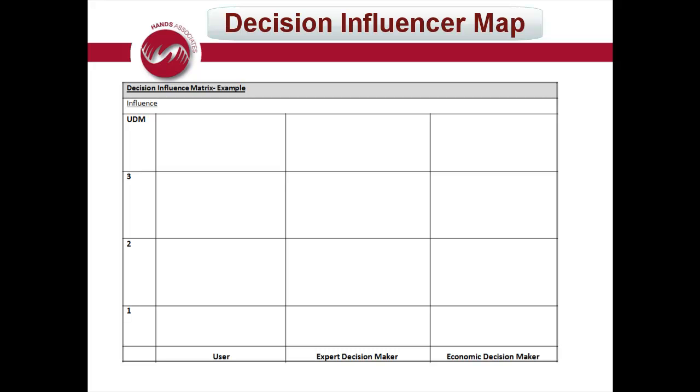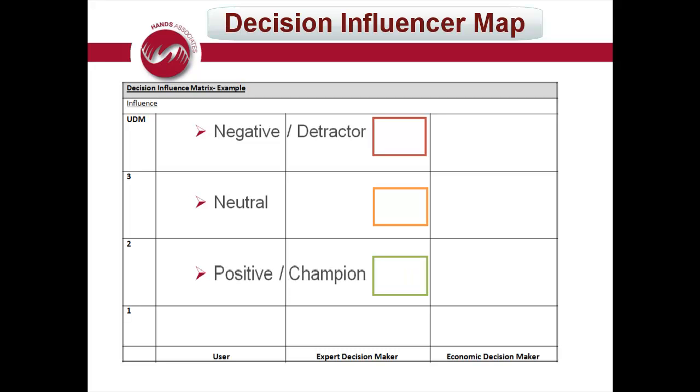Now, one last thing that we need to know is their view of you as a supplier or a business partner. Now, we use a simple traffic light system to do this. Green being positive or champion, amber being neutral, and red being negative or a detractor. Now, just for clarity, the difference between positive and champion is that a champion is active and the positive person is passive. This is the same for negative and detractor, i.e. the detractor is active and the negative is passive.